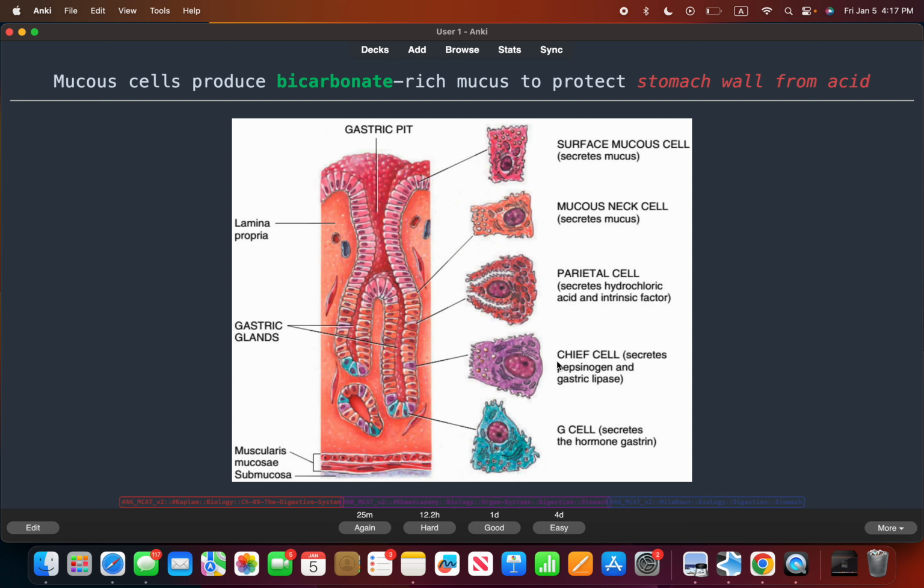We have chief cells. So we know that the chief cell secretes pepsinogen and gastric lipase. We also have G cells, which secrete gastrin, and gastrin increases gastric motility.